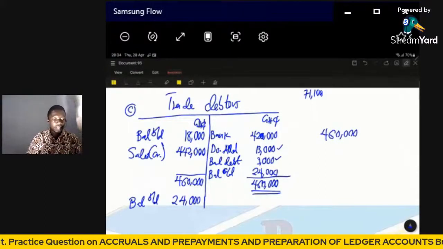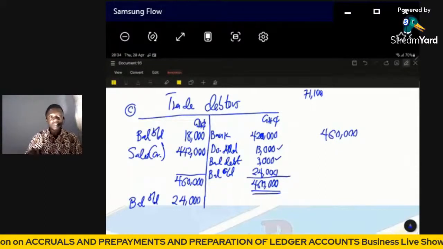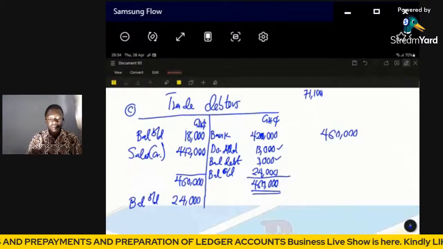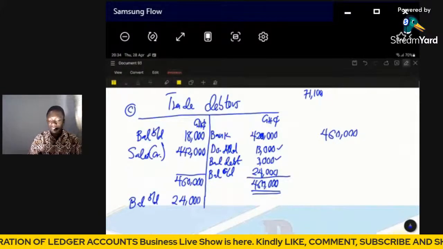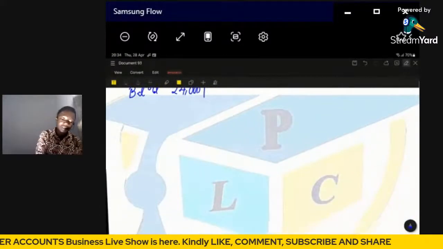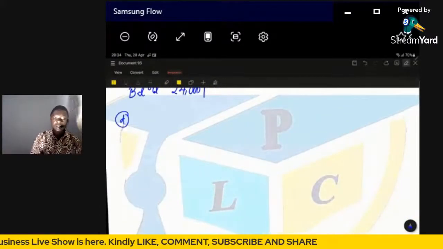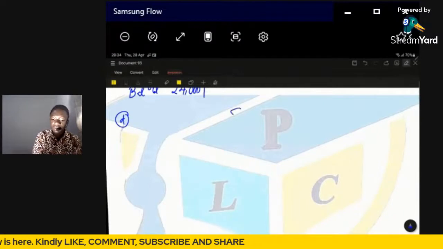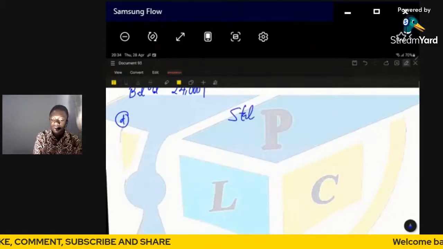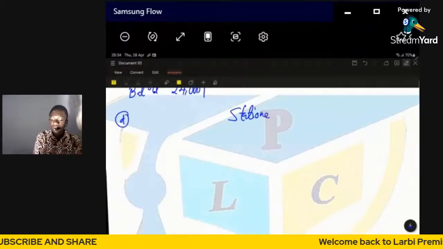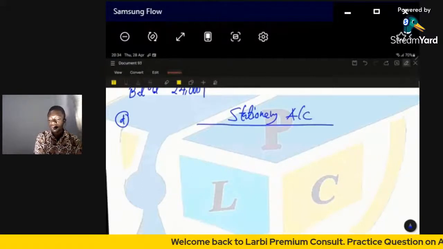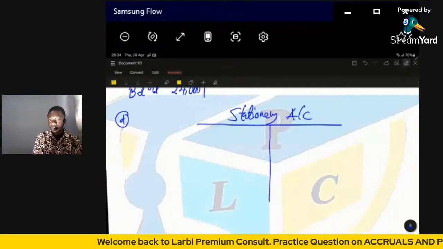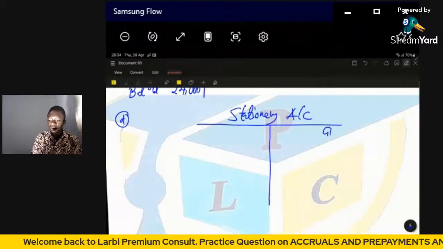I believe that is clear. So that is that of the trade debtors. So let's get back to the last one, called the stationery account, so that we are done for the day. So the stationery account. Let me have that one here. Stationery account opening is very big, so that we are good to go.